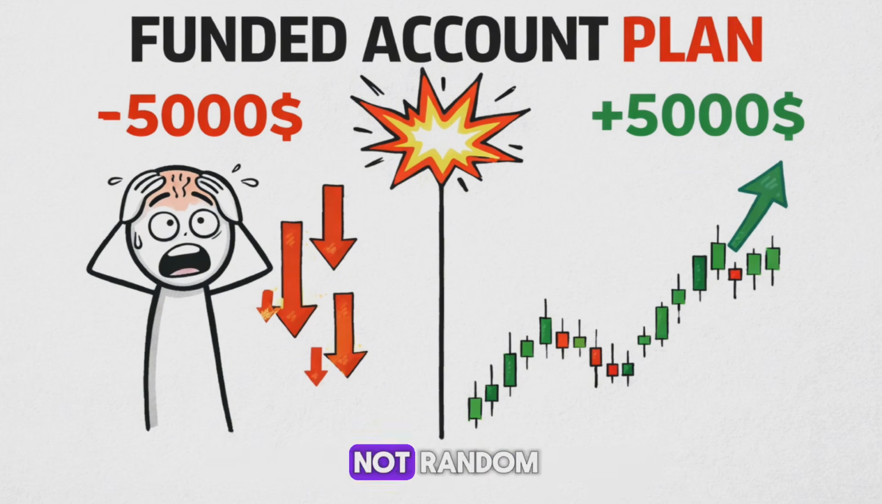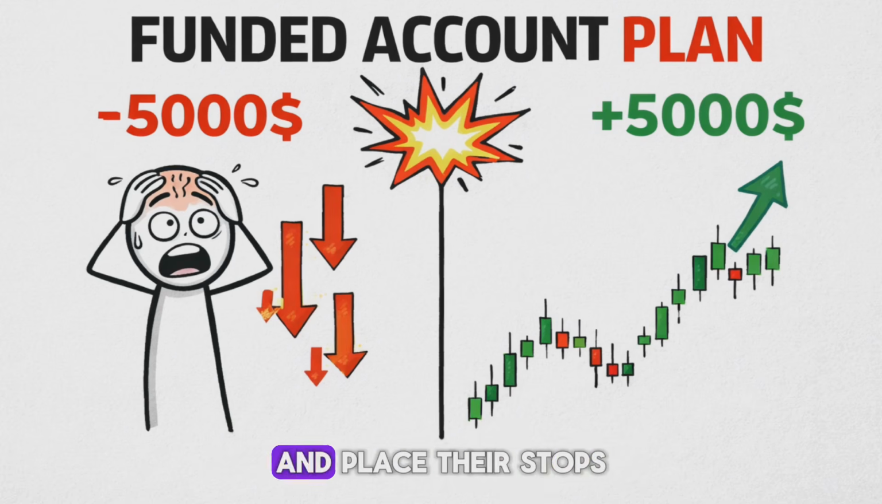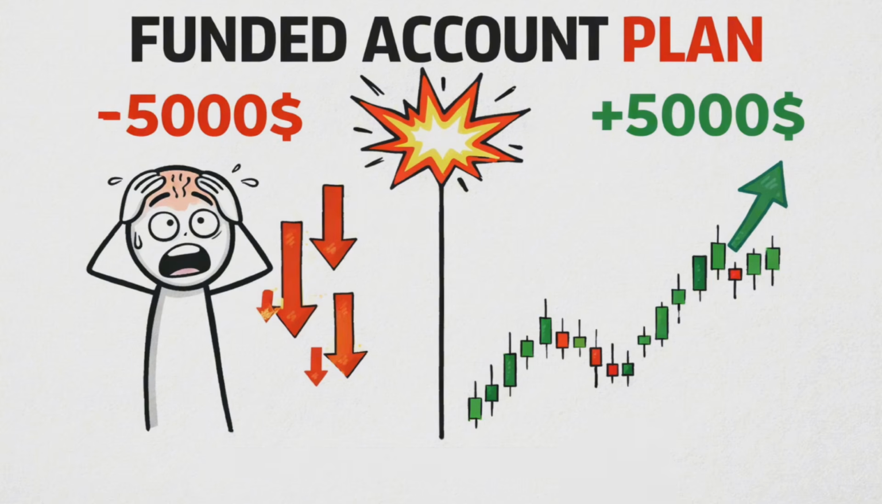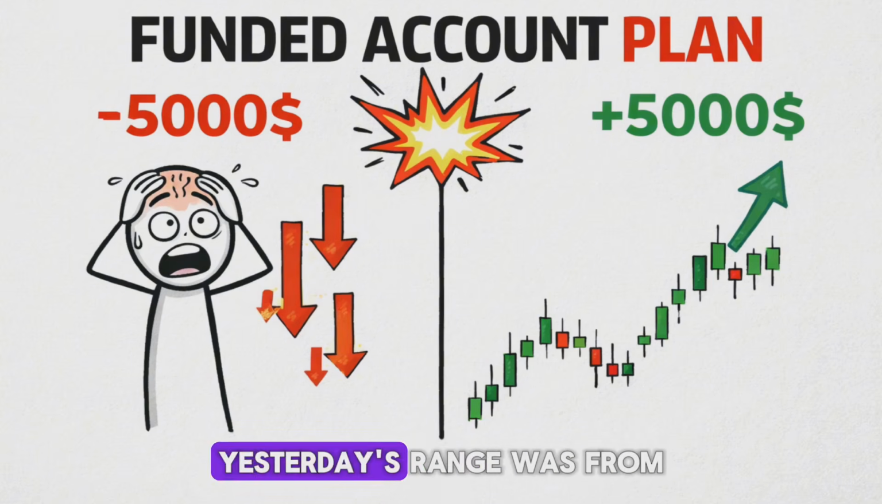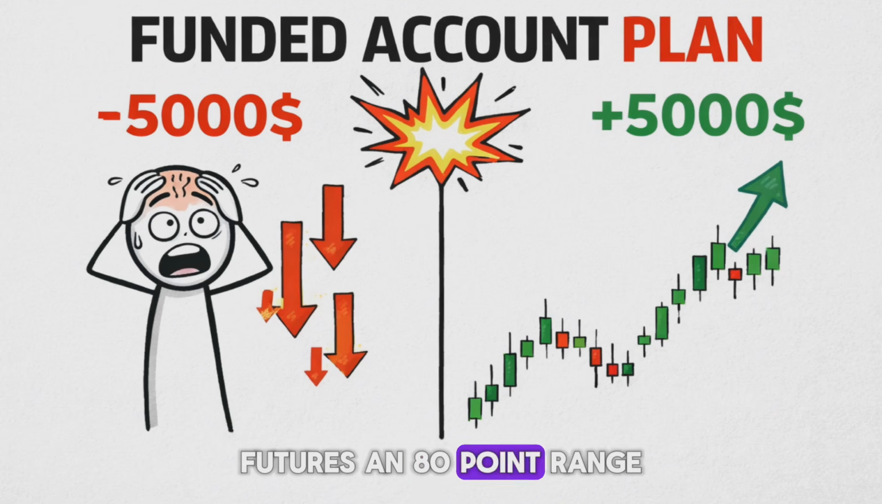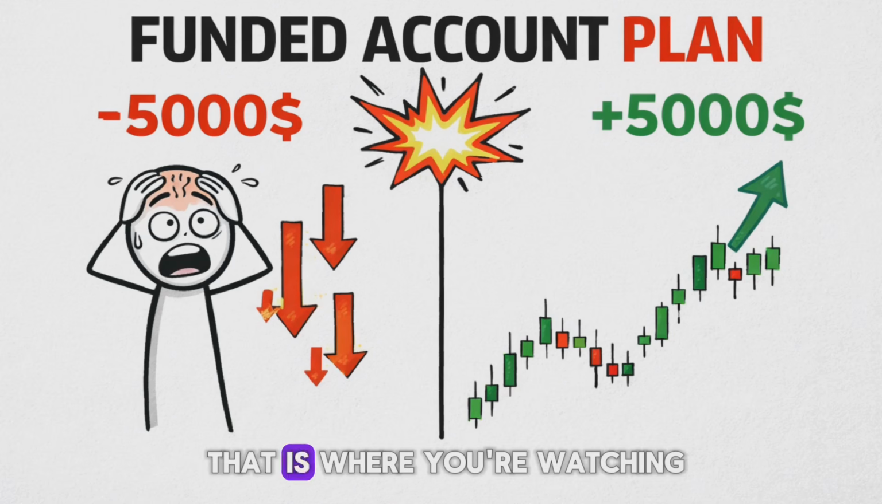Those equal highs are not random. They represent buy stops, resting orders from traders who are short and place their stops just above those highs. The market sees those stops. The algorithm targets them. In our $50,000 example, let's say yesterday's range was from 1200 to 1280 on the S&P futures, an 80-point range. The lower quarter of that range sits between 1200 and 1220. If there are relative equal highs at 1212, that is your level. That is where you're watching.